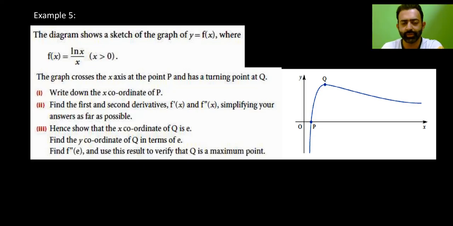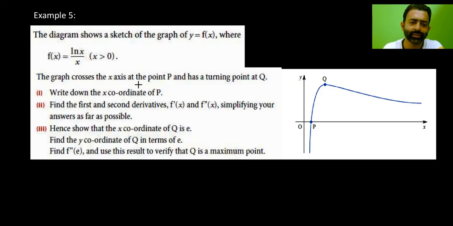Let us do some examples on differentiation of log x and e raised to power x. It says that the diagram shows a sketch of the graph of y equal to f(x), where f(x) is ln x upon x. As you can see, there are two functions, one in the denominator and one in the numerator. It is fraction form, so we have to apply the quotient rule.